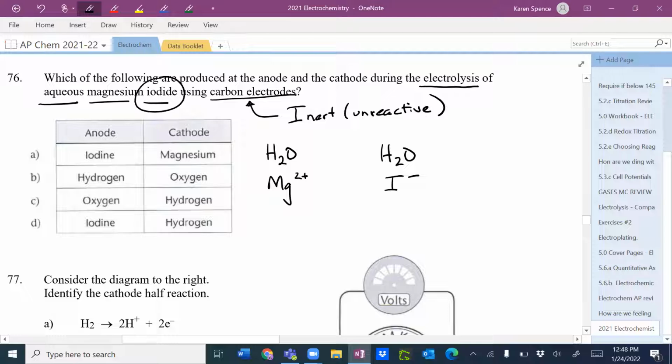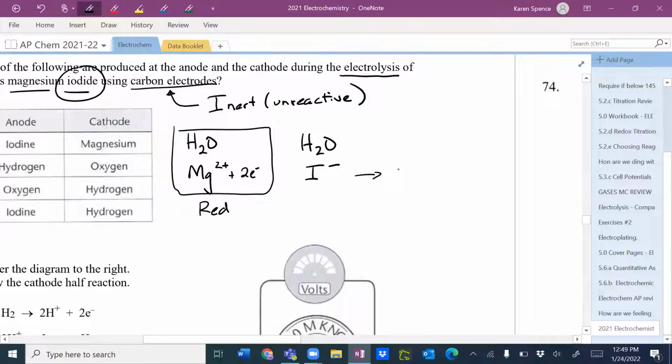And the only thing magnesium can do is to gain electrons. So this would be our possible reductions. And the only thing I- can do is to lose electrons, right? And it would become I2 plus 2 electrons. And if you're wondering how I'm pulling this out of nowhere, we'll go and look at it on the chart, okay? So these would be our oxidations.